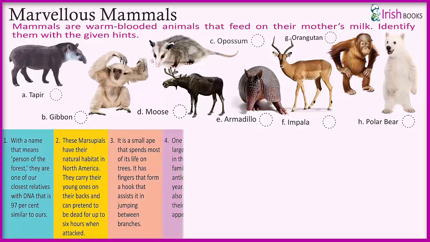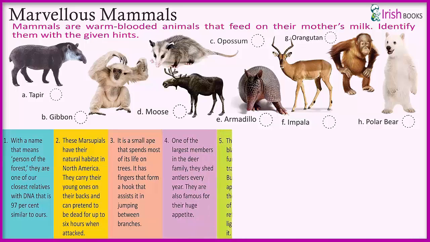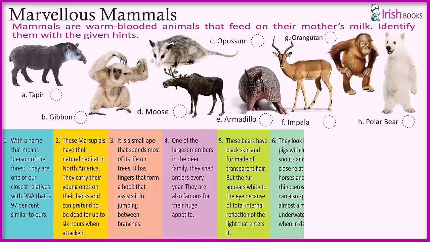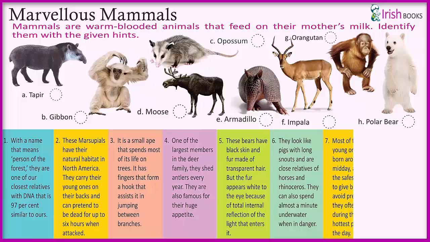It has fingers that form a hook that assists it in jumping between branches. 4. One of the largest members in the deer family. They shed antlers every year. They are also famous for their huge appetite. 5. These bears have black skin and fur made of transparent hair, but the fur appears white to the eye because of total internal reflection of the light that enters it.